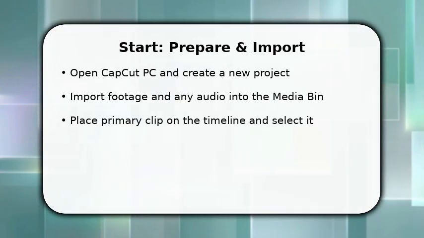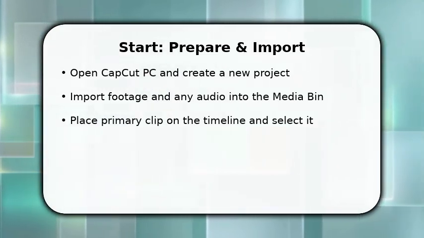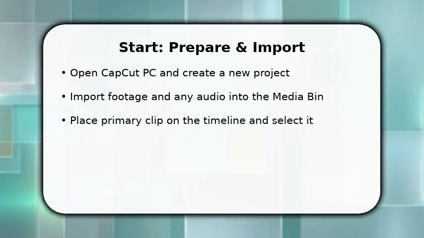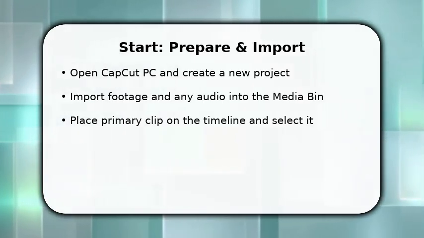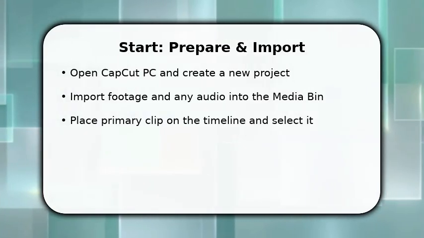You begin by opening CapCut on your PC and creating a new project. Import the video and audio you'll use so everything's ready. Next, drag the main clip onto the timeline and click to select it. This tells CapCut which clip the graph will affect.